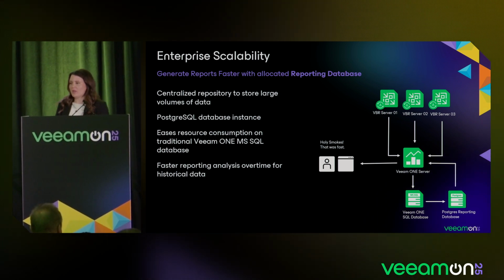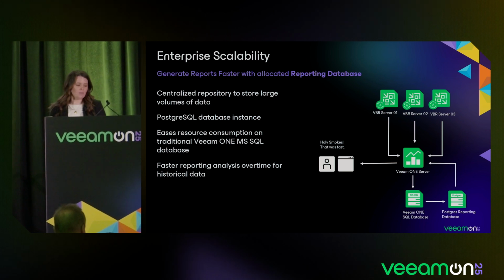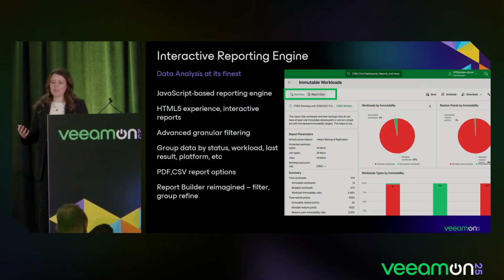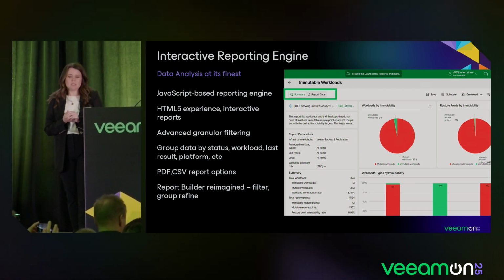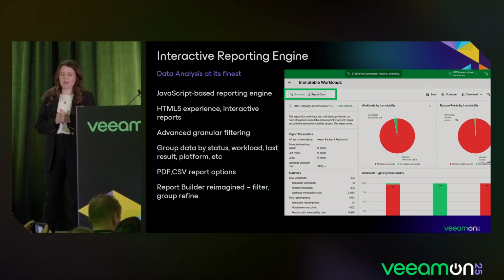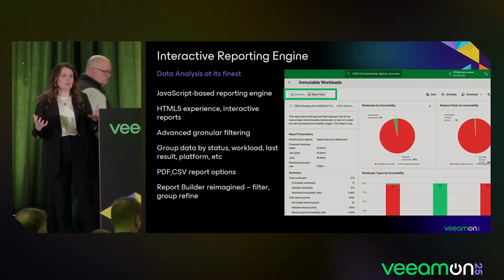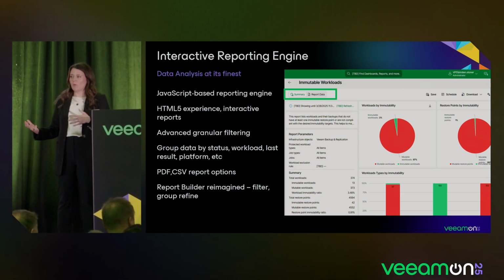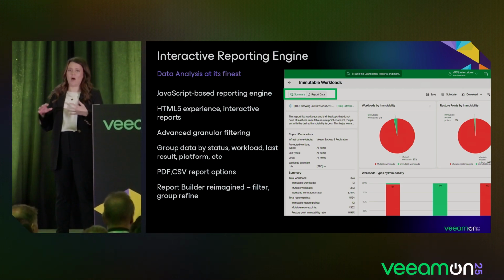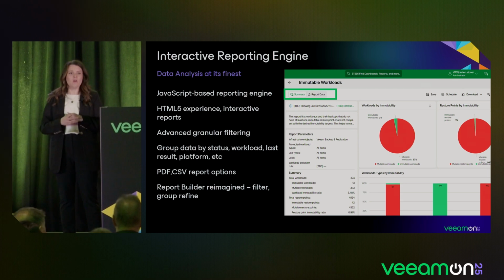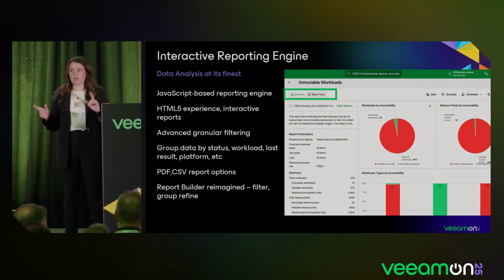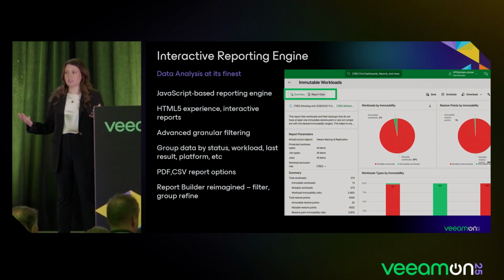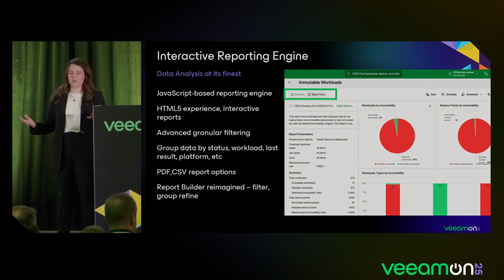And with this reporting database, it's going to really enhance the reporting engine as well. If we think about this new interactive reporting engine, it's going to be JavaScript based with an HTML5 experience. When you open up the web client, you're going to be greeted with the Veeam Threat Center, but when you go to the report catalog, it will have all the different icons for the reports there. And there'll be a little preview, a picture of what you can expect the report to look like. This is just a static image. It's not based on your data. It's just to show you what it's going to look like.